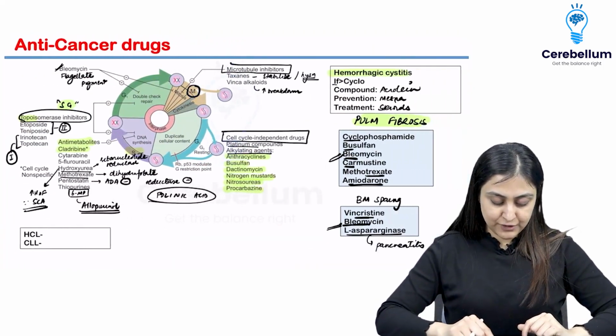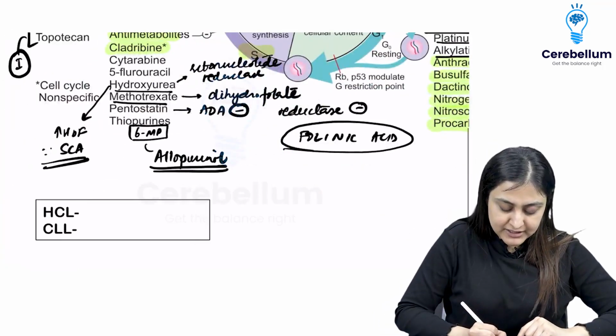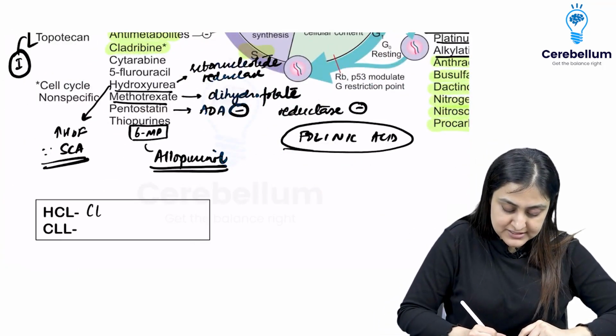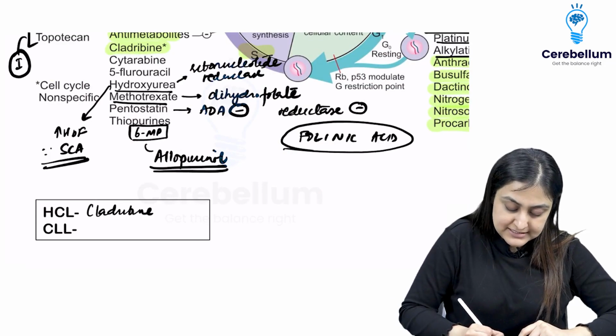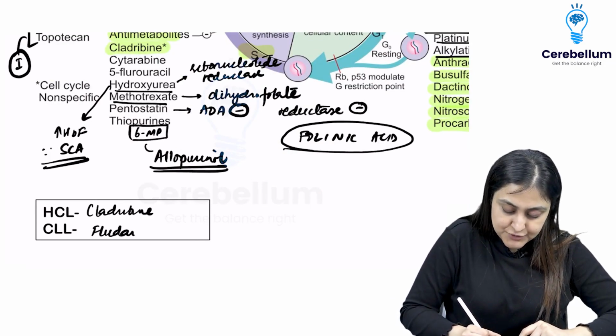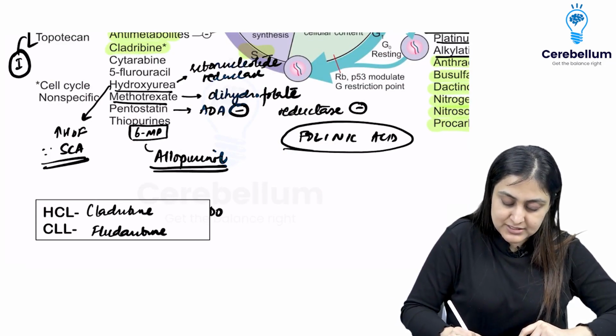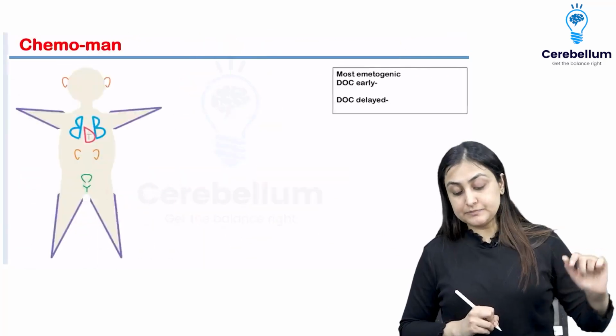Just two names for HCL and CLL. We have already done this. In HCL, the drug of choice is cladribine, whereas for CLL it is fludarabine. So these are two important drugs of choice that you want to remember.